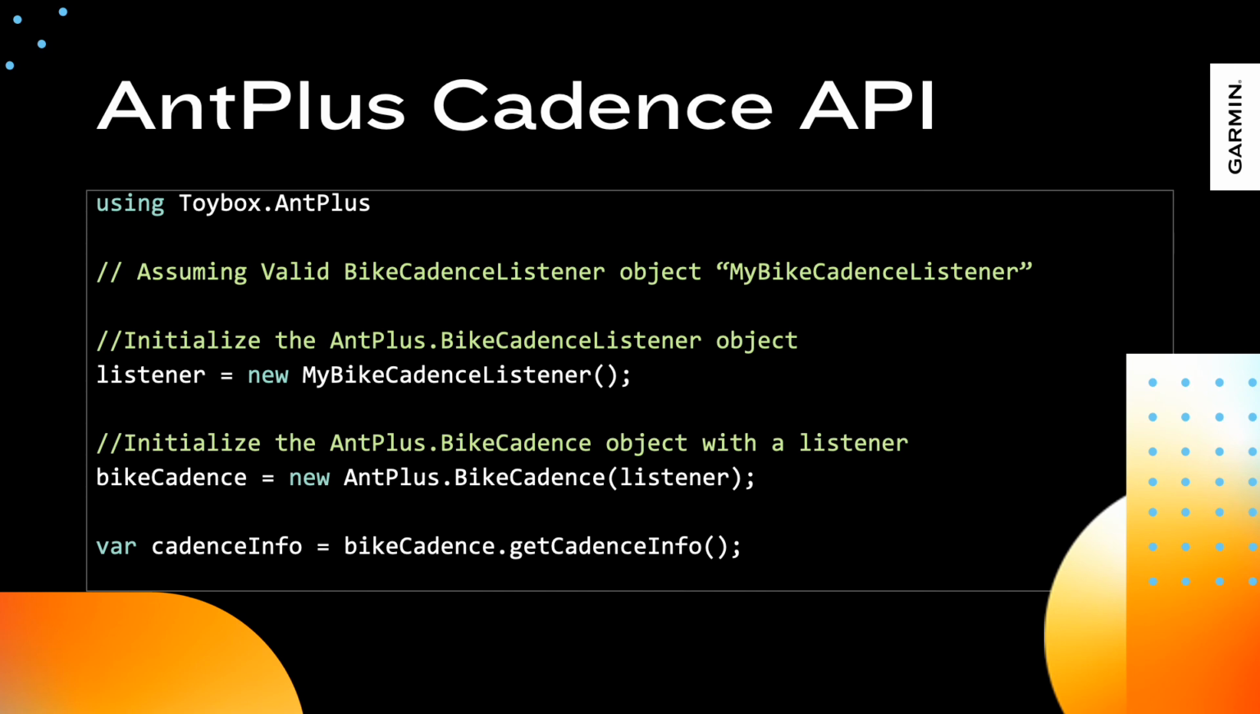The easiest way is to pull for data. In this case, all you must do is create an AntPlus.BikeCadence class instance and call the get method for the data you want. In this slide, we are calling the getCadenceInfo method. The second method is event-based. For this method, you create a listener class implementation that extends the profile listener class. On this slide, we are extending the BikeCadenceListener class. You then pass an instance of this listener into the device constructor and you are good to go. You can find an example listener implementation in the AntPlus.BikePowerListener API documentation.